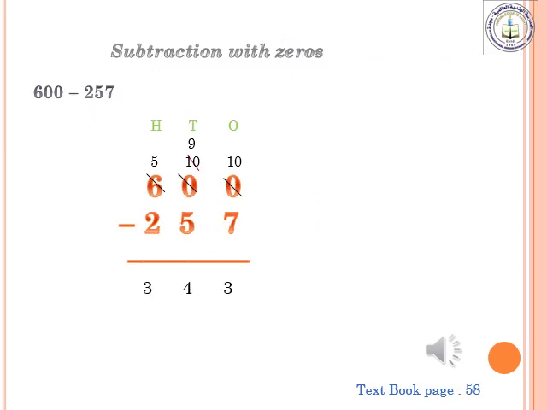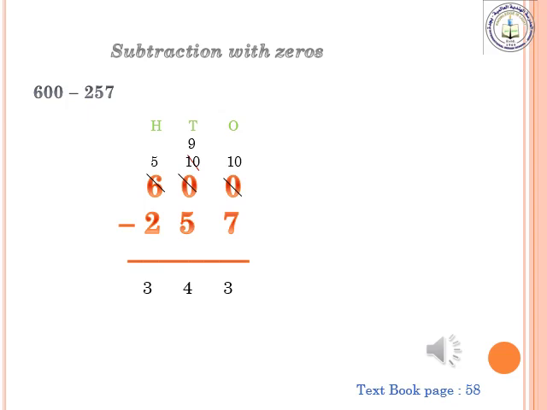Subtraction with zeros. 600 minus 257. First we arrange these numbers and start from 1's place. Here in 1's place, 0 and 7. Can you subtract 7 from 0? No. More on the floor. So we should borrow from 10's place. But here in tens place 0. How can we take 1 from 0? It is not possible. So first we should make it 10 by taking 1 from hundreds place.